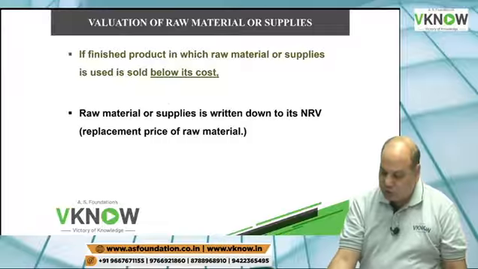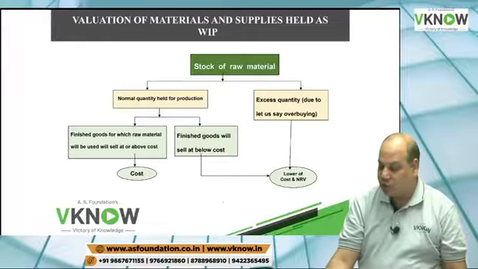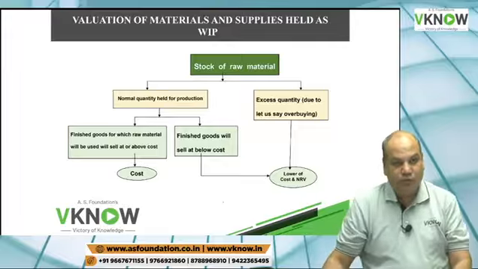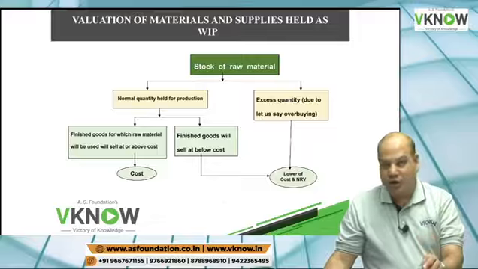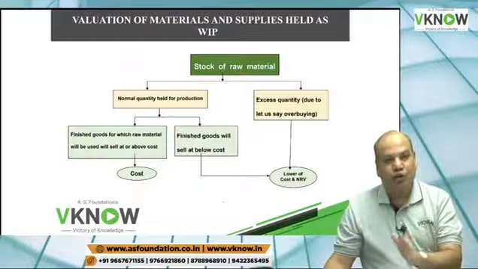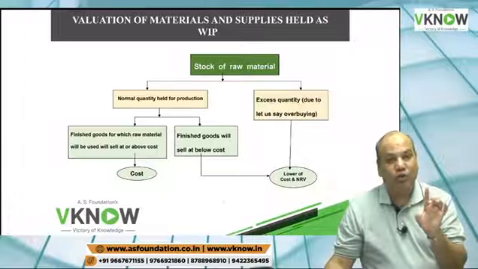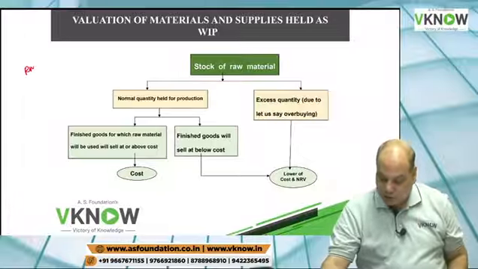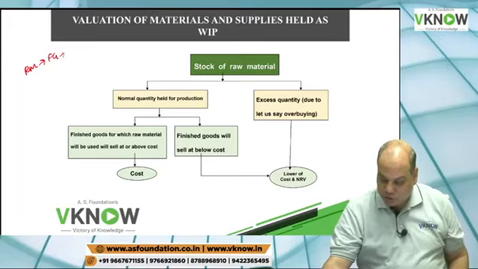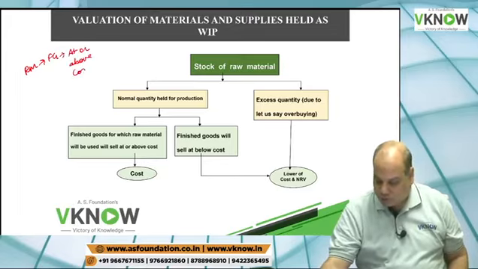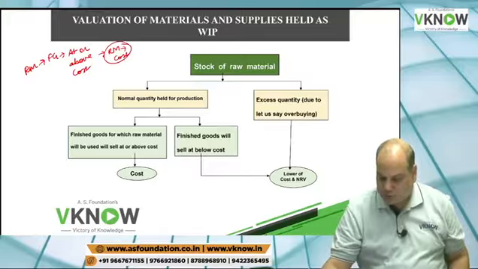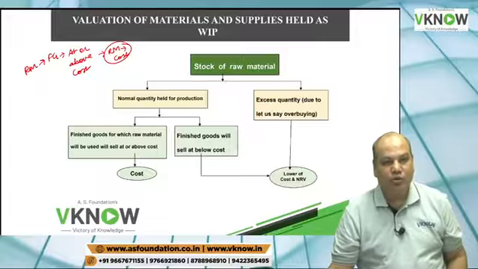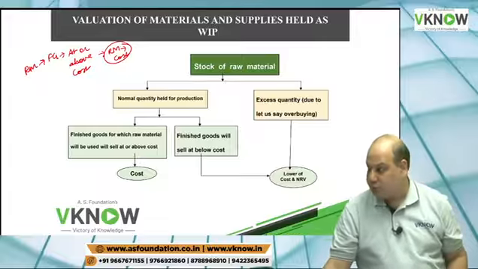Okay, so this is the logic. One small exception you have learned today, which probably you were not aware of. Your foundation or 12th standard teacher must have always said cost or NRV whichever is lower, but now you should know that if raw material is used in finished goods sold at or above cost, then raw material will be valued at cost. No need to write down raw material value.